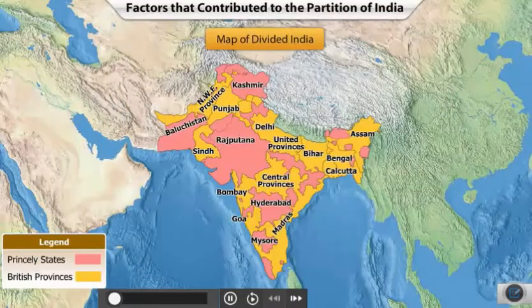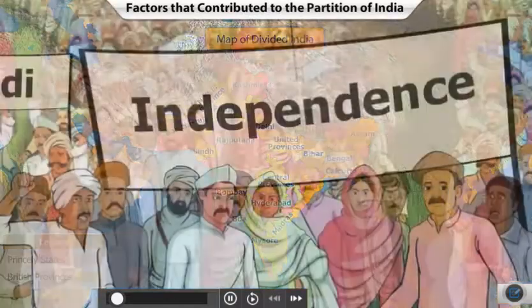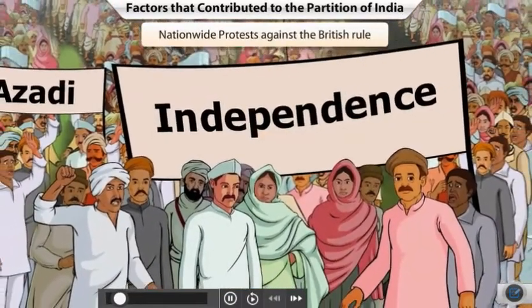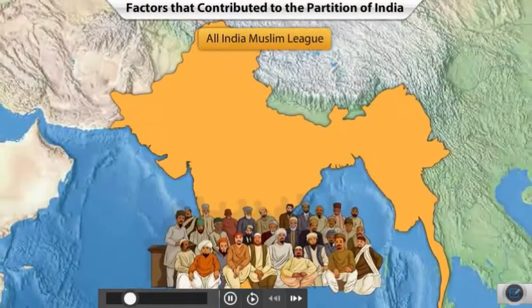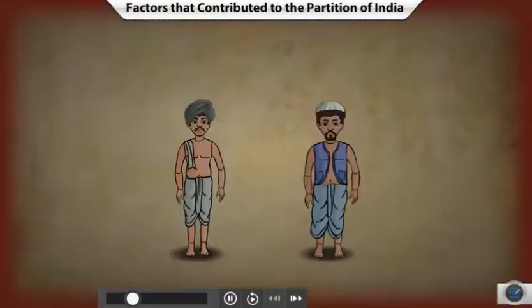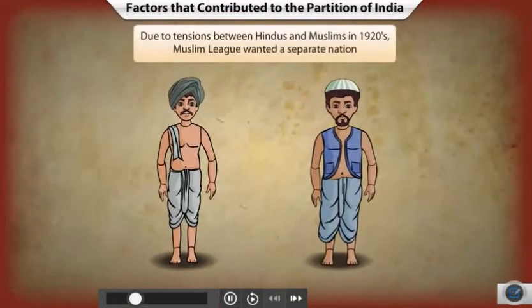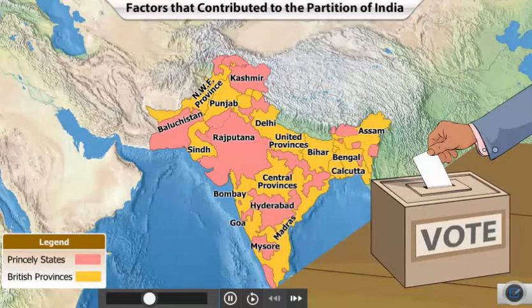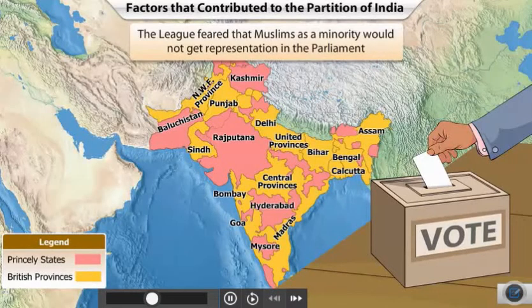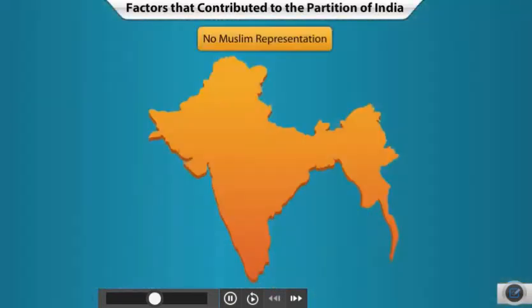While the country was moving towards bringing the British Raj to its knees, other developments were also taking place. The Muslim League had started looking at Muslims as a separate nation, mainly because of the history of tension between the Hindus and the Muslims in the 1920s and 1930s. The provincial elections of 1937 led the League to believe that Muslims were a minority and would not be represented if India became a free and a democratic country.